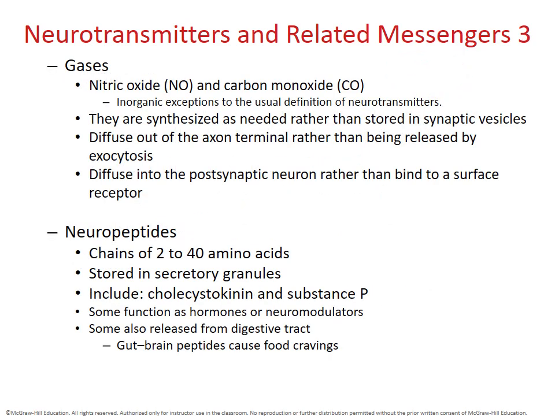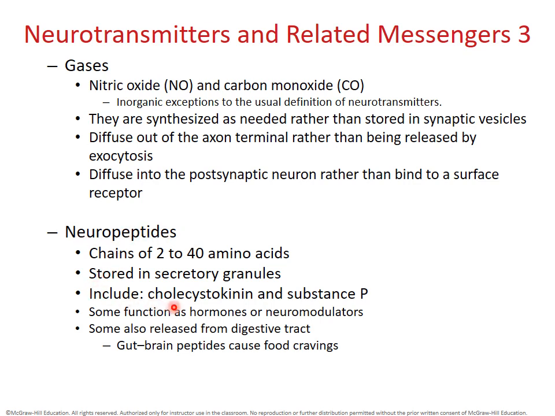And then we also have neuropeptides, as we mentioned, as the fourth major category of neurotransmitters. Neuropeptides are among the largest of the neurotransmitters because, remember, a peptide is 2 or more amino acids linked together. As you see, we have chains of 2 to 40 amino acids. Even with 40 amino acids, that's not a huge protein by protein standards, but it is going to be quite a bit larger than the other neurotransmitters.